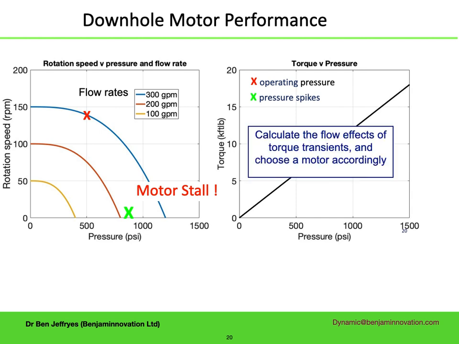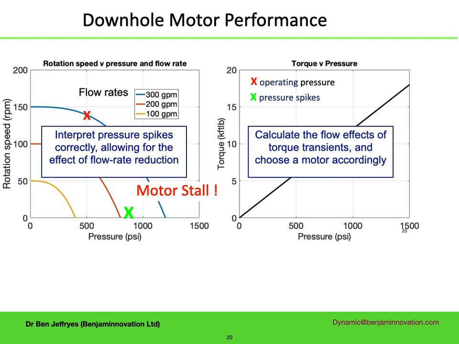These are the implications of understanding this phenomenon. Firstly, in motor selection, the flow effects of torque transients need to be factored into choosing a motor and the steady-state drilling parameters, so the motor will not stall when normal transients occur. And secondly, when monitoring drilling, any pressure spikes should be interpreted correctly, allowing for the difference between the transient pressure across the motor and the transient pressure above the motor.